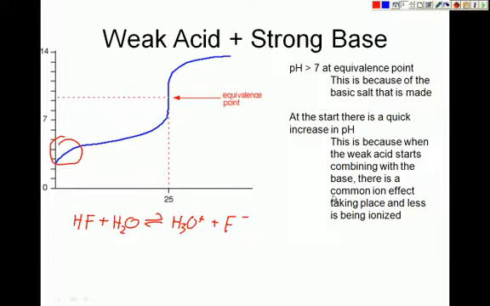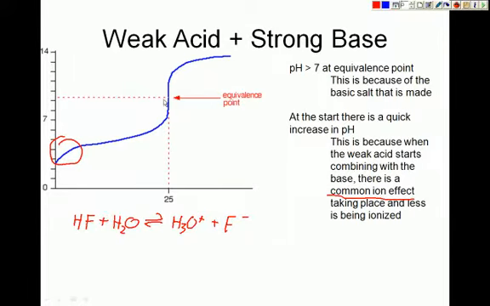What's essentially happening is what we call the common ion effect. If you remember from chapter 3, we have a high amount of fluoride and a relatively low amount of H3O+, and since we have a high amount of fluoride, it's forming its own equilibrium. These won't be equal, and therefore the amount of OH- can build up a little bit faster, and we get a very sharp increase right here.